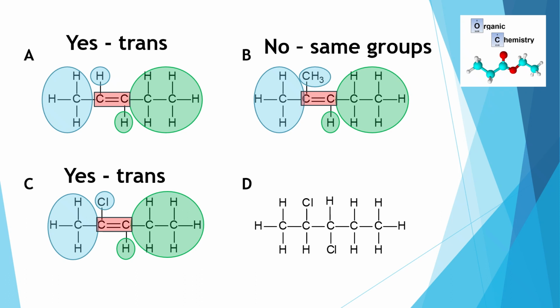Last one. We can notice on the last one that yes, we do have two different groups that appear to be across the molecule from each other. However, the bond that's in between them is a single bond. So that means that these bonds here are able to rotate about the single bond. So they are not held in a fixed position. So at any other time, they could be at the top next to each other in a cis arrangement. So because they're not held in a fixed position, this is not a geometric isomer, and it's not held in a fixed position because it doesn't have a double bond.